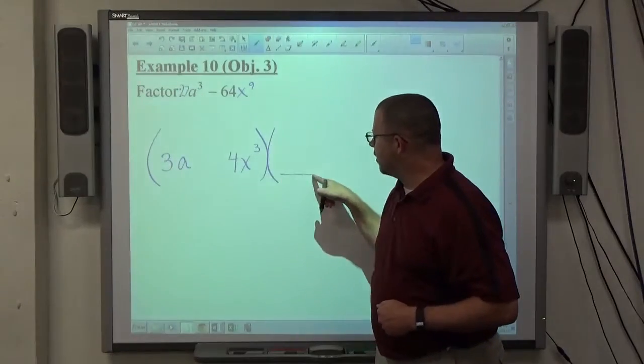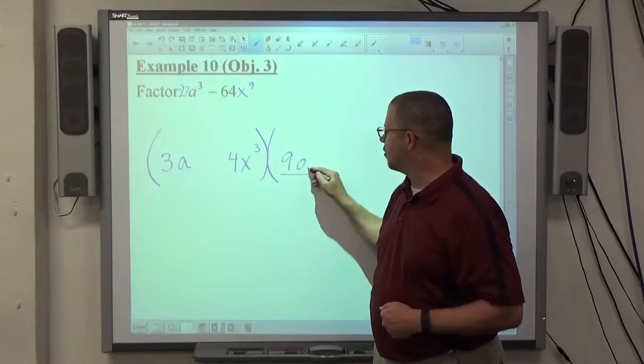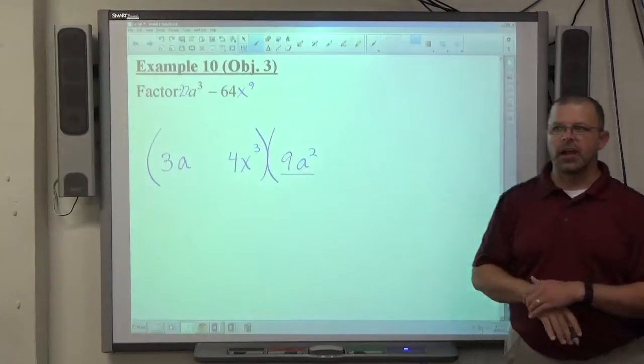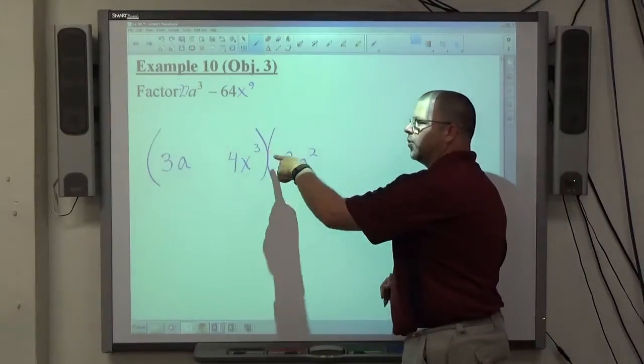The first object here is just the first object here squared, right? 3 squared is 9, a squared is a squared. Nothing weird about that. It's just like the last problem. It's pretty simple, right? The second thing, we're supposed to multiply these two things together.